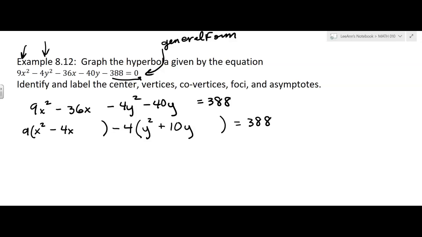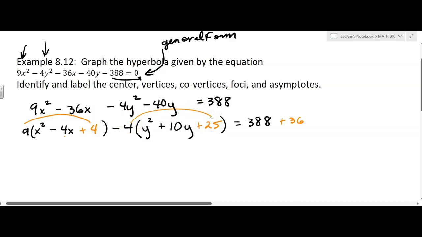Okay, now we want to complete the square. So we take the 4, take half of it, and square it. That's going to be plus 4. But really, we didn't add 4. We really added 36. So we'll add 36 to the other side. And then the 10y, we're going to take half of that, which is 5, and 5 squared is 25. But it was really a negative 100.